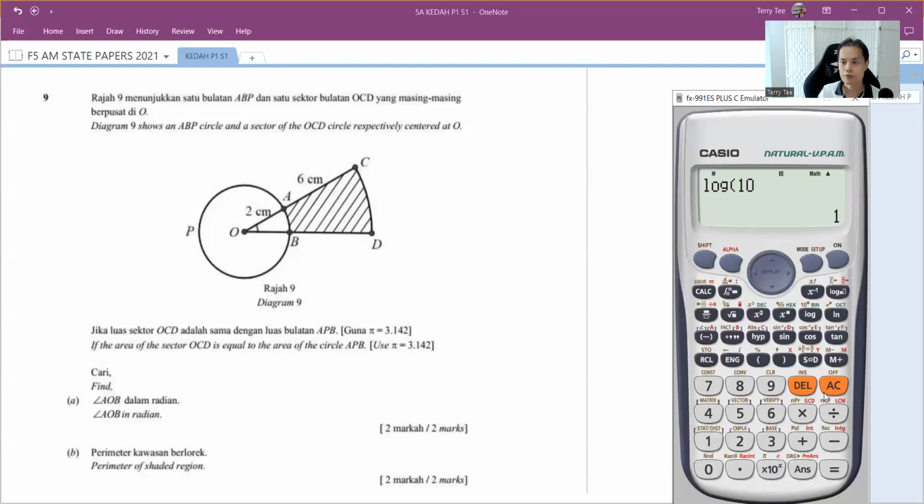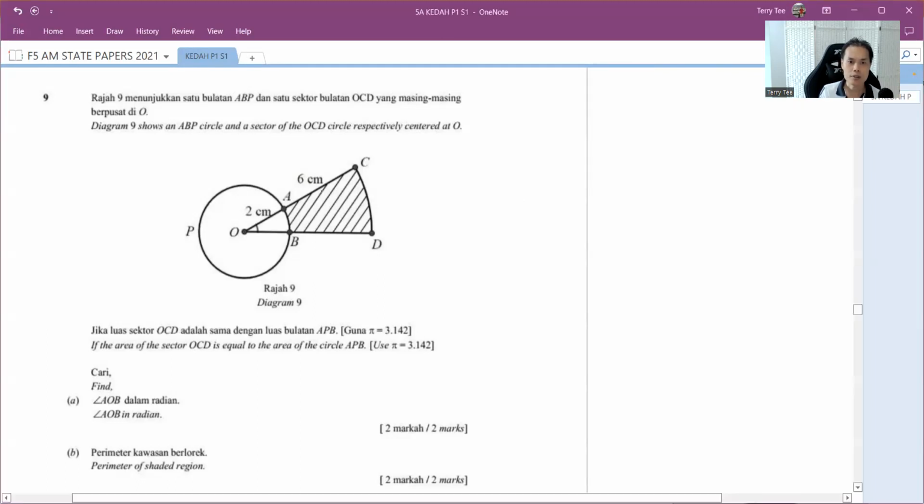Okay, let's move on to Form 5, Chapter 1. Question 9 is Form 5, Chapter 1, circular measure. So here we have a circle, and a sector OCD, a circle respectively centered at O. The area of the sector OCD, OCD is the whole thing, right? Is equal to the area of the circle. I'm going to write here area of sector OCD equals area of circle. And what are we finding? We're finding angle AOB in radian. We can let AOB be theta.